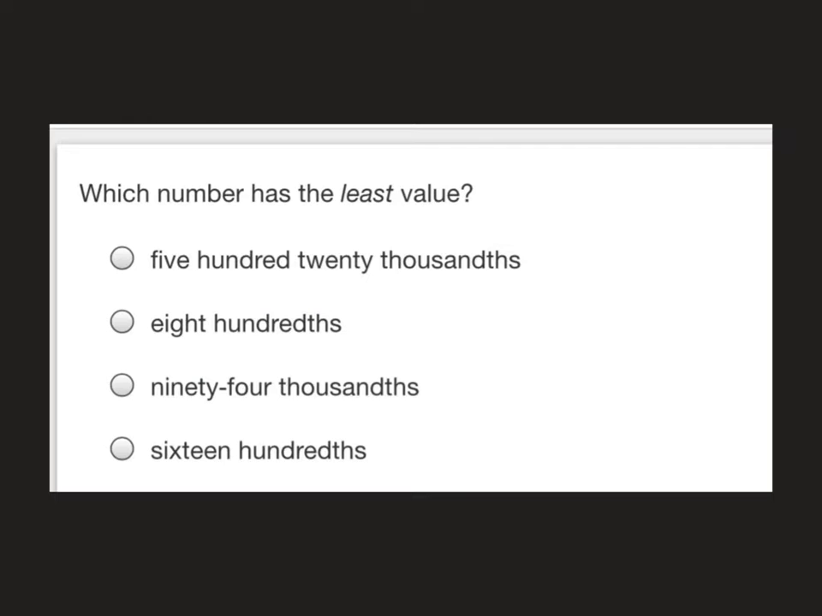All right, on this question, they're wanting to know which number has the least value. So as we read through the answer choices, we're going to write down the actual number that these words mean, that it's representing based on their place value. And then we'll determine which one has the least value. All right, so the first choice says 520 thousandths. That THS is telling me that this is a decimal.